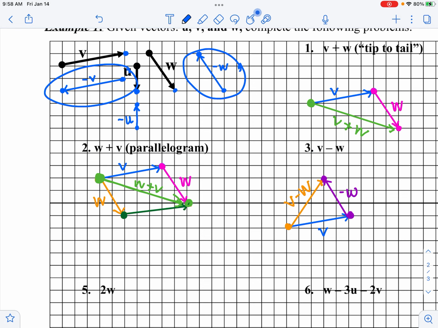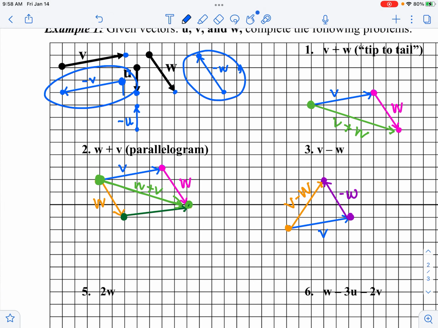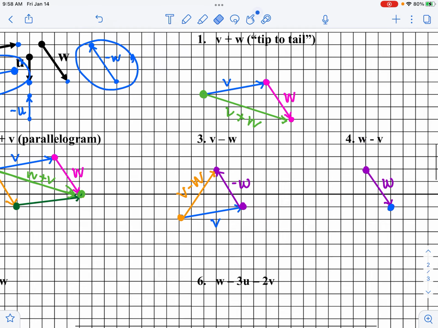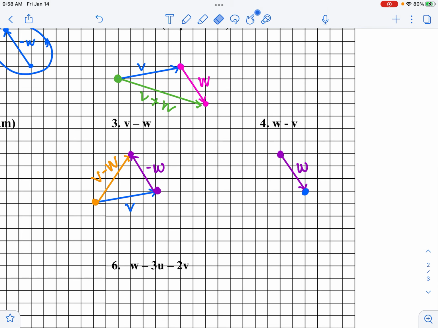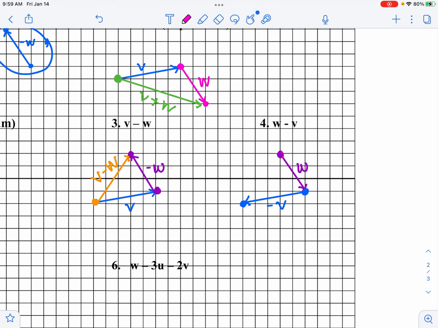Now I have to do opposite of v. Opposite of v is right here. This is where it starts, so I'm going to do my starting point right here. And then I have to go down 1, left 5. I'm going to go down 1, left 5. Down 1, left 5. 3, 4, 5. Right there. And then that's where I start. That's where I end. There's my arrow. That's the opposite of v, not w.